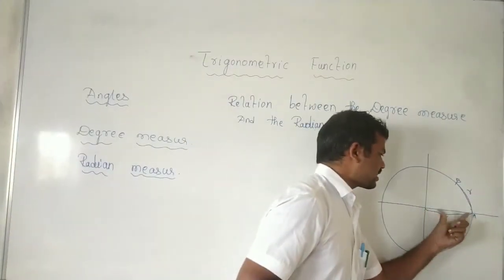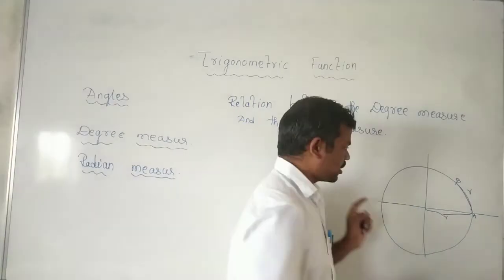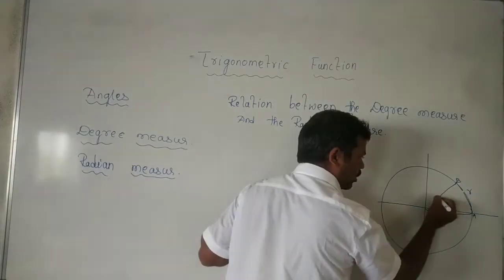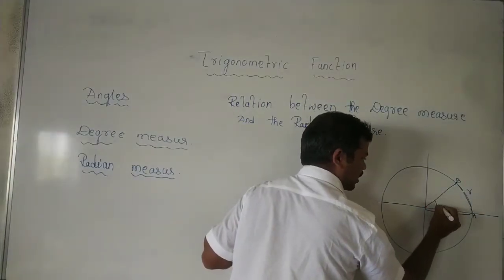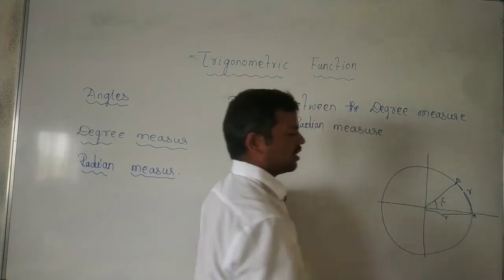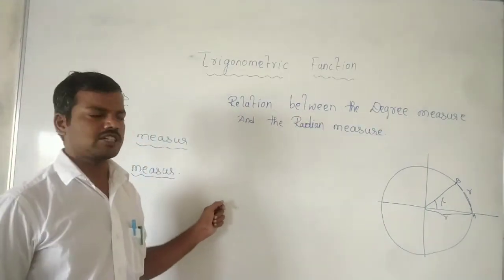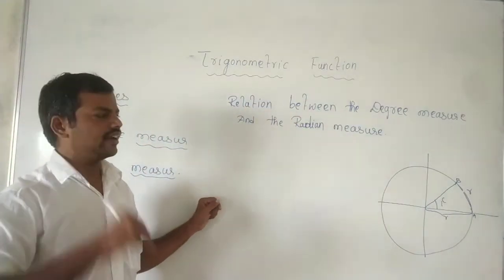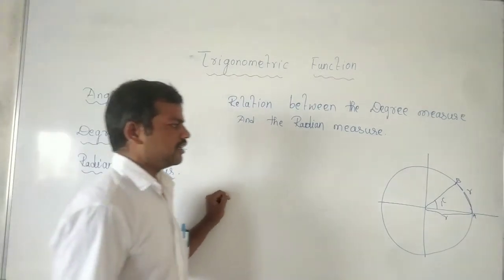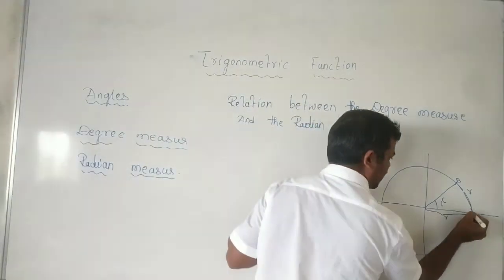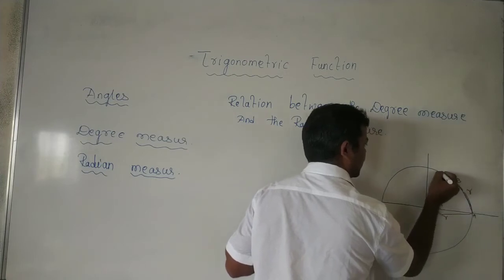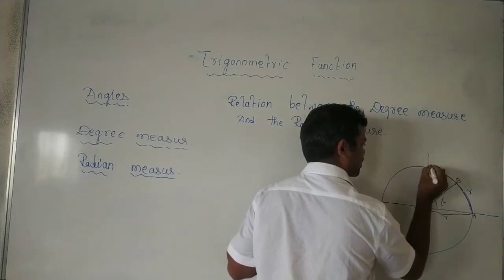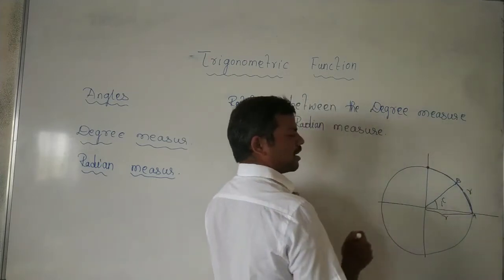If the radius and the arc length are the same, what angle does it form? Already we know that it makes 1 radian. Next, we consider another arc, that is AC. We consider another arc because we need those two arcs.